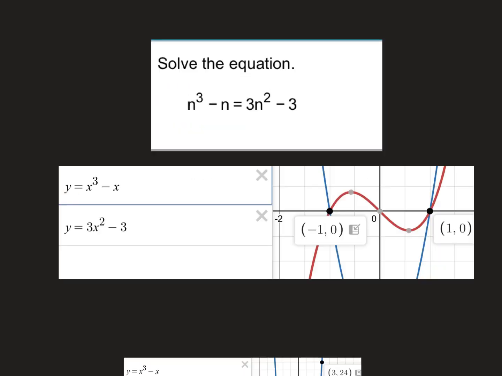All right, so this is a fun one. You know how to do this. You graph the left-hand side, y equals. You graph the right-hand side, y equals. That's what I've done right down here.